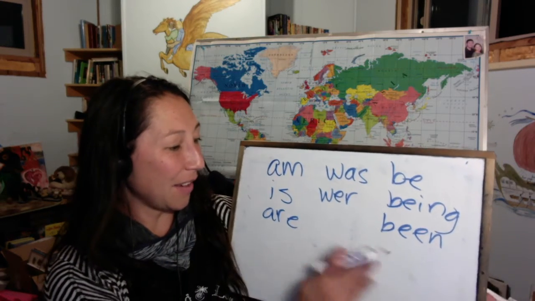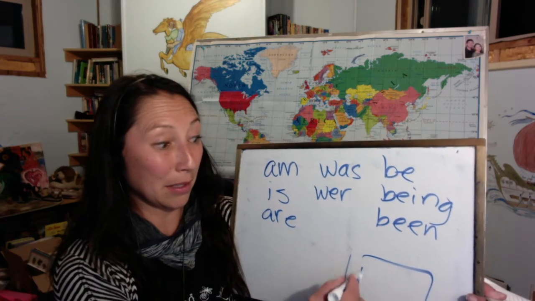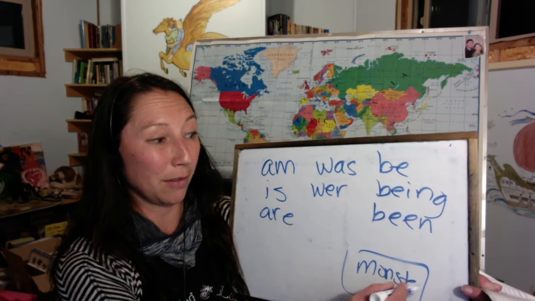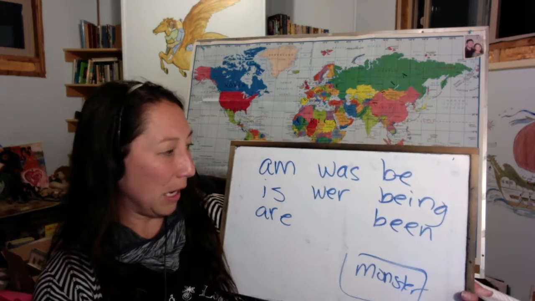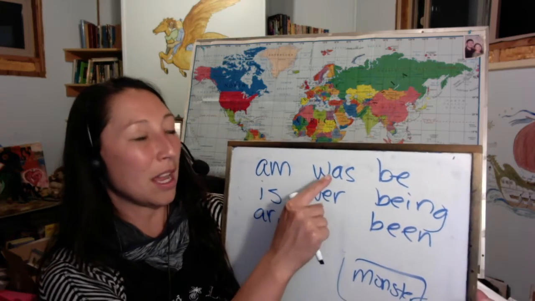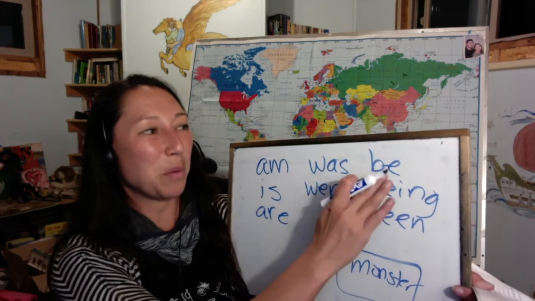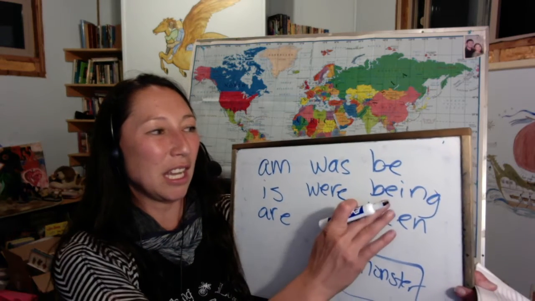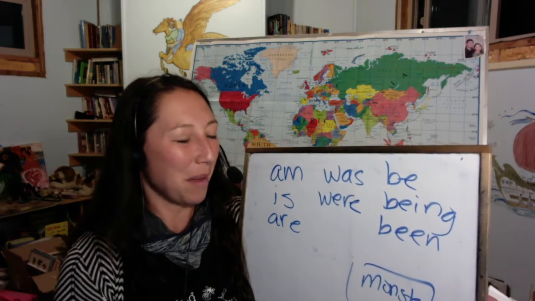So if I were to come up with that whole state of being what? A monster. Let's just put the monster over here. And of course you could envision that monster. What would it be for that state of being verb? I am a monster. She is a monster. They are monsters. I was a monster. They were monsters. He will be a monster. She is being a monster. He has been a monster.